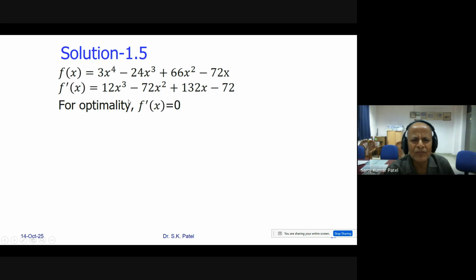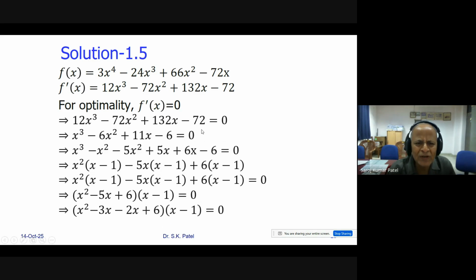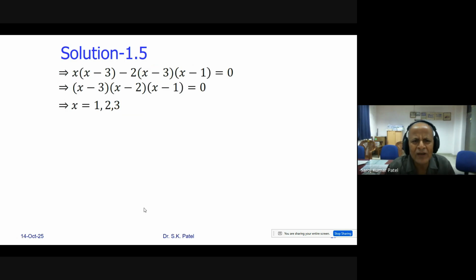So you equate the first derivative to 0. Then solve it. When you solve it and factorize it, you try it yourself. You keep on factorizing, and finally you will get a very simplified form on the left hand side: x minus 3 into x minus 2 into x minus 1. This factorization you have already learned in your high school course. So when x minus 3 is equal to 0, we get x equal to 3. Similarly, x minus 2 equal to 0 means x equal to 2. And when x minus 1 is equal to 0, you get x equal to 1. So we get 3 solutions for x.